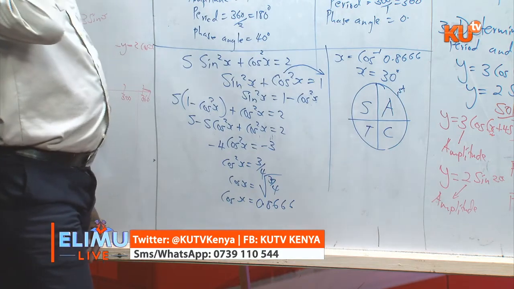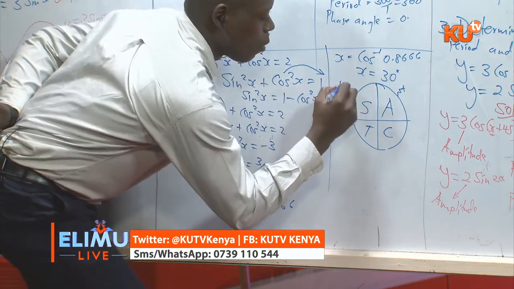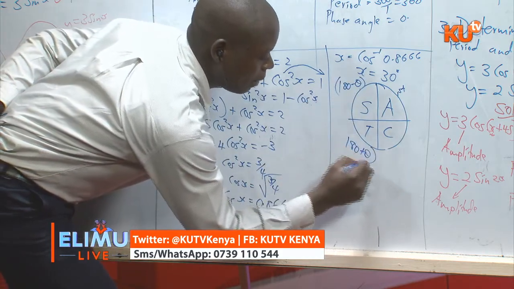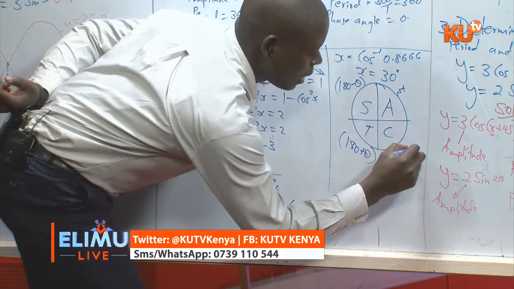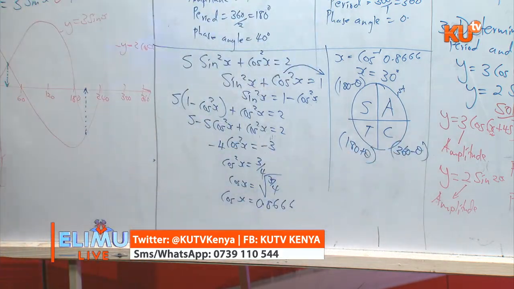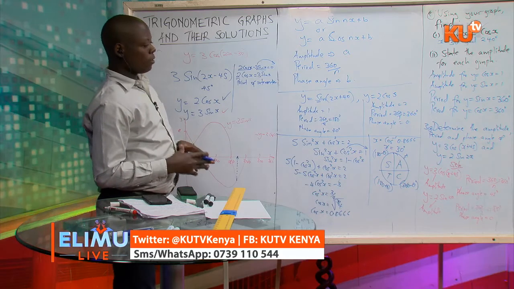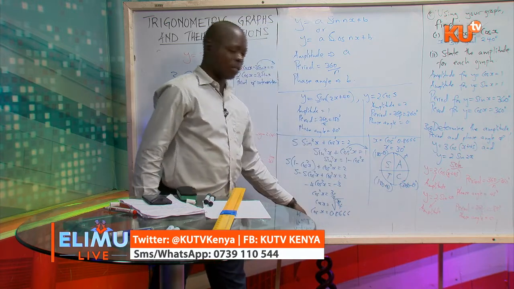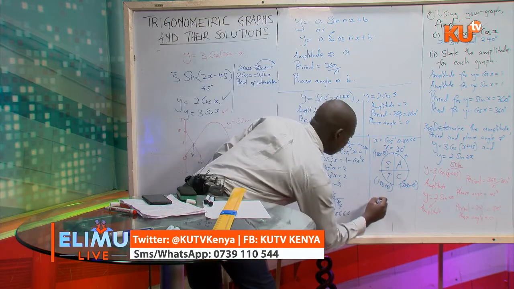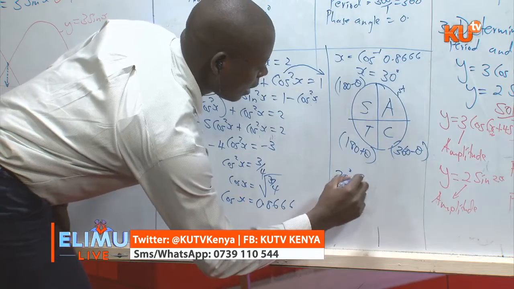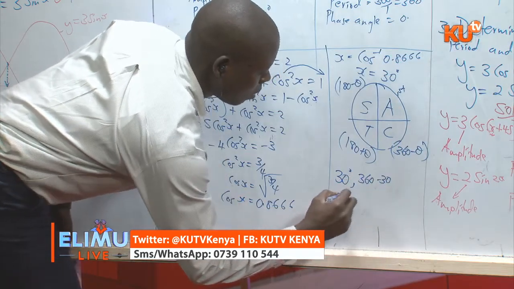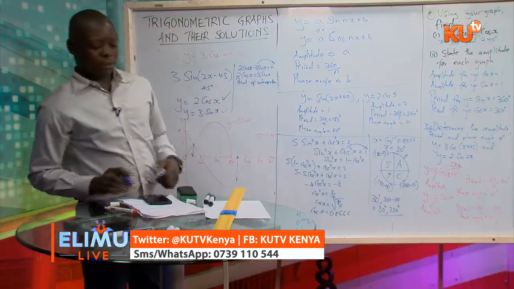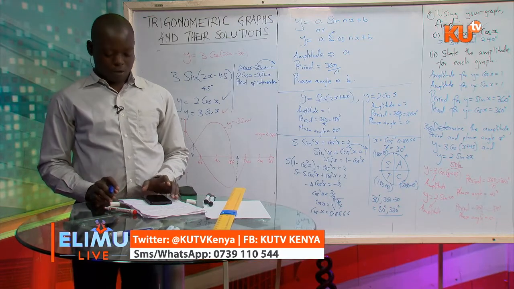So how do we get the value of x in the second quadrant? 180 less theta. Third quadrant, 180 add theta. Fourth quadrant, 360 less theta. That's how we get the values. So we will be able to get the values in the first and fourth quadrants, not in the second and the third, because we are having cos. So it means the angles will be 30 degrees and 360 minus 30, which is 330. So Emmanuel, those are the solutions for x that will satisfy that equation.